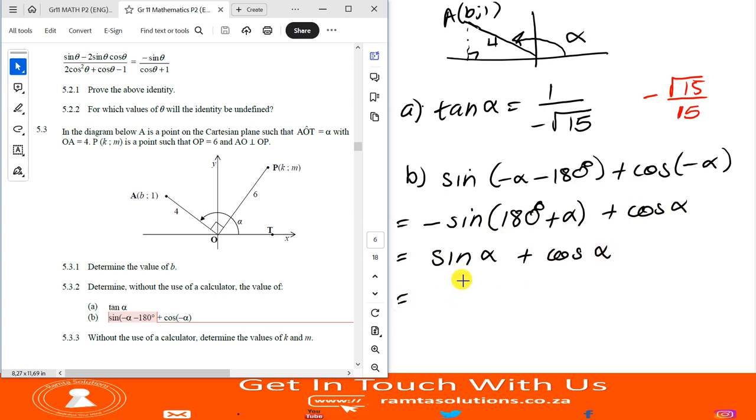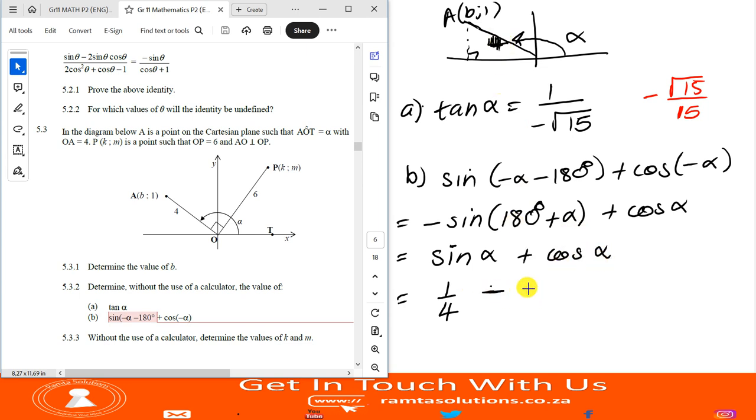Now, what is sine alpha? Remember, sine is opposite over hypotenuse. So that means sine is y over r. What is y? Y is 1. What is r? It is 4. Now let's look at cosine. Cosine is adjacent over hypotenuse. What is adjacent? Adjacent of alpha is x.